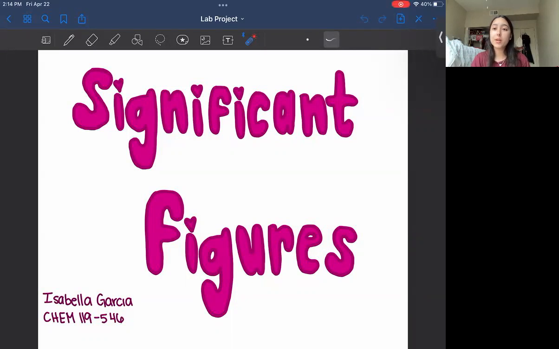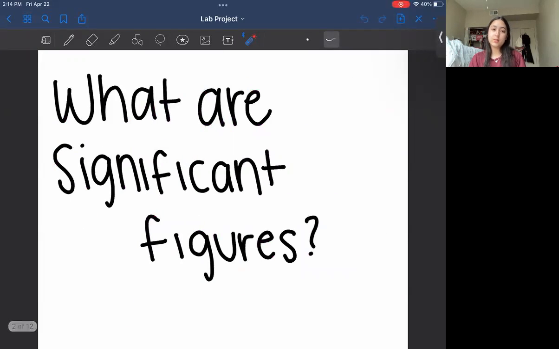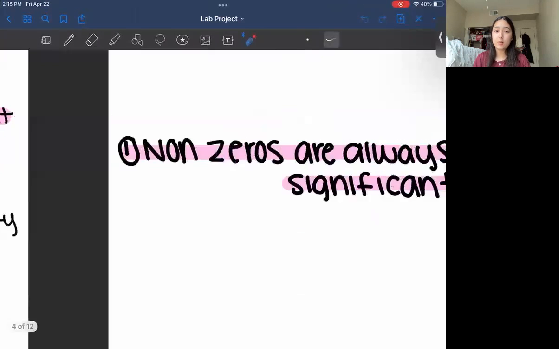I'm going to be talking about and demonstrating significant figures. So first of all, what are significant figures? Significant figures are the digits in a number that carry meaning in terms of precision. They are used to keep track of the quality of measurements. What does this look like?